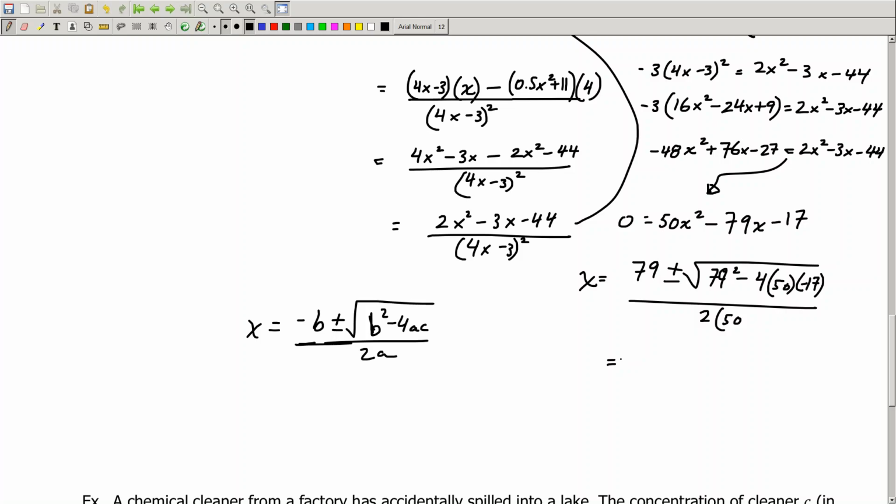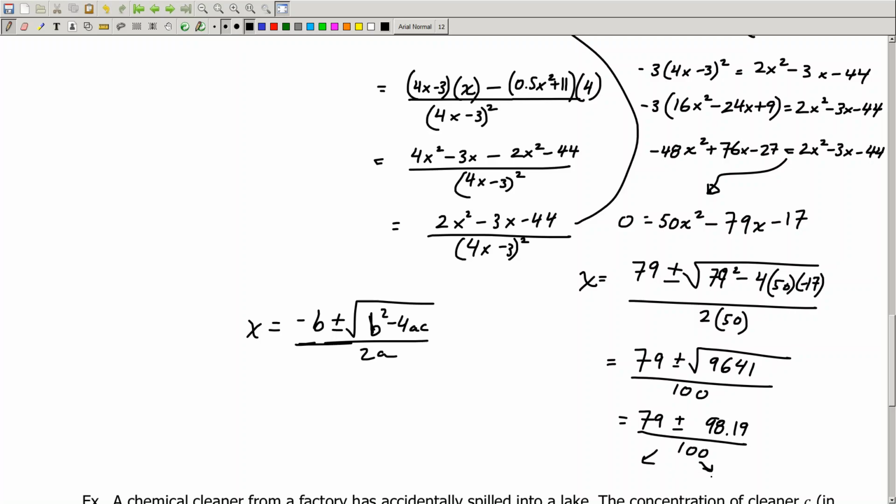I'm doing this all on my calculator. So inside the square root here, I end up getting 9641. Okay, be sure to check that. And then you end up getting decimals here. So let's do it to 2 decimal places. Why not? Plus or minus 98.19, sorry, all over 100, and then this will lead to 2 x values.